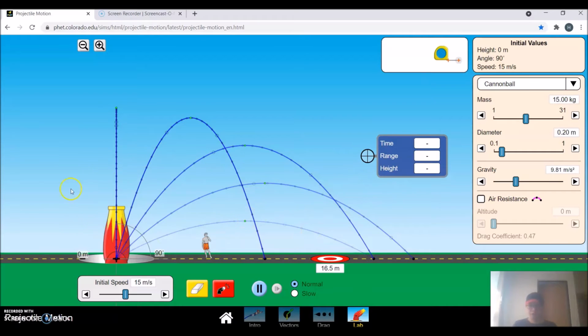From here we can look at the horizontal ranges. 45 degrees is the maximum. For this one, I will explain in the discussion of the report later. Okay, thank you very much.